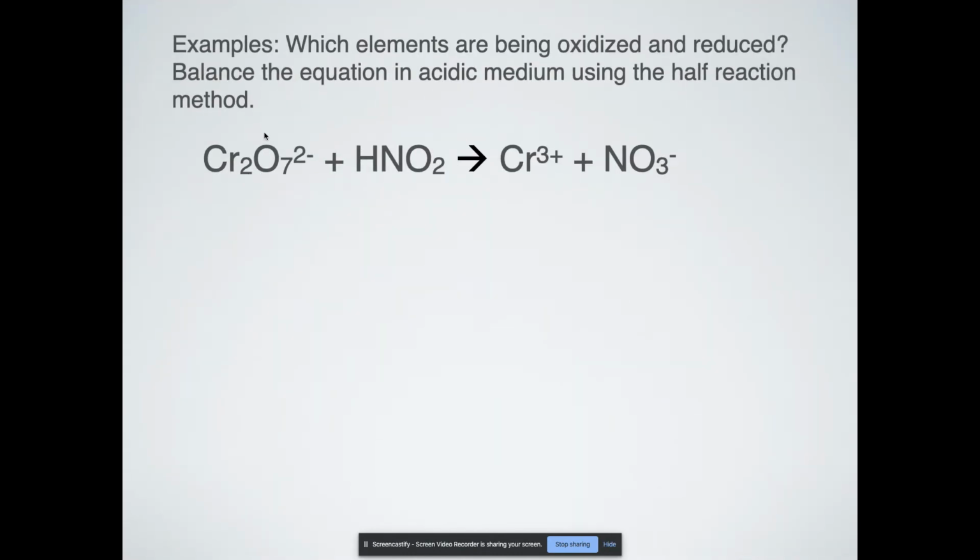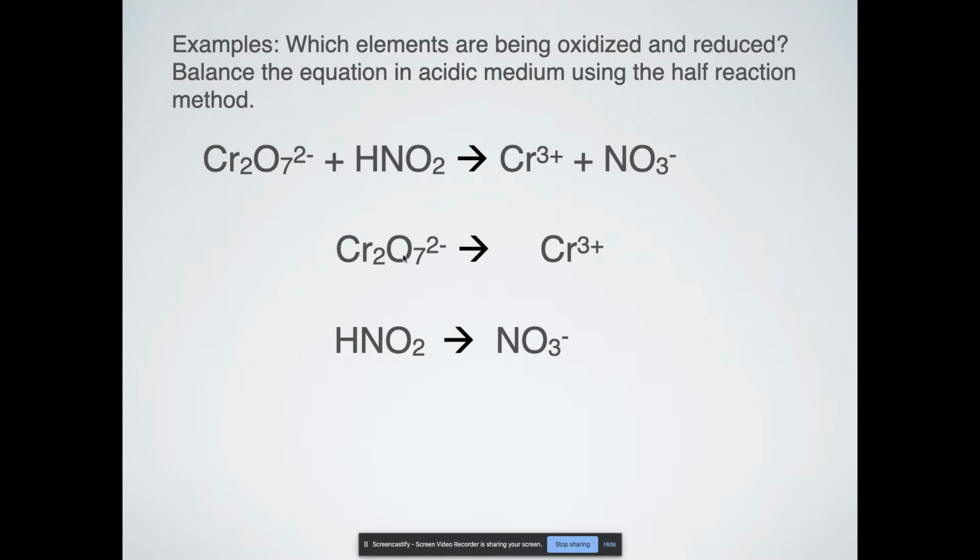So we have a dichromate ion, we have nitrous acid, and we're making a chromium 3+ and a nitrate ion. So let's split that into two parts. I've got my dichromate and my chromium 3+, and I've got my nitrous acid and my nitrate ion. Now, the first rule was to balance everything that is not hydrogen or oxygen. Here, my nitrogens are balanced. Here, my chromiums are not, so I would need to put a 2 here in order to balance my chromiums.